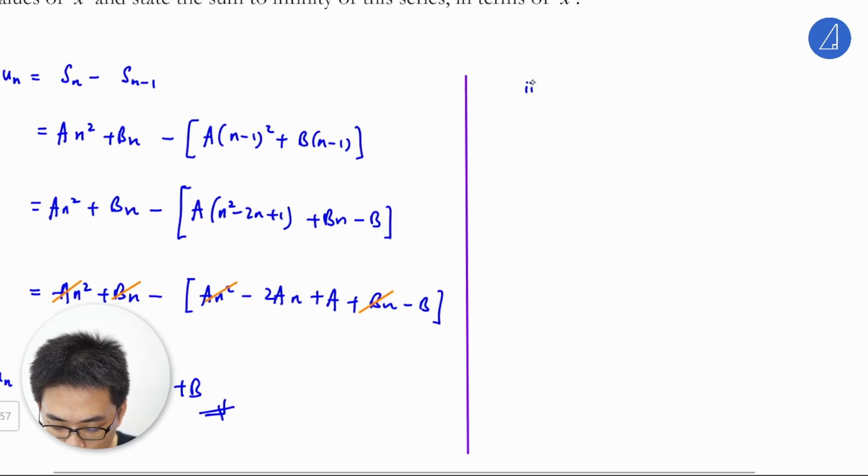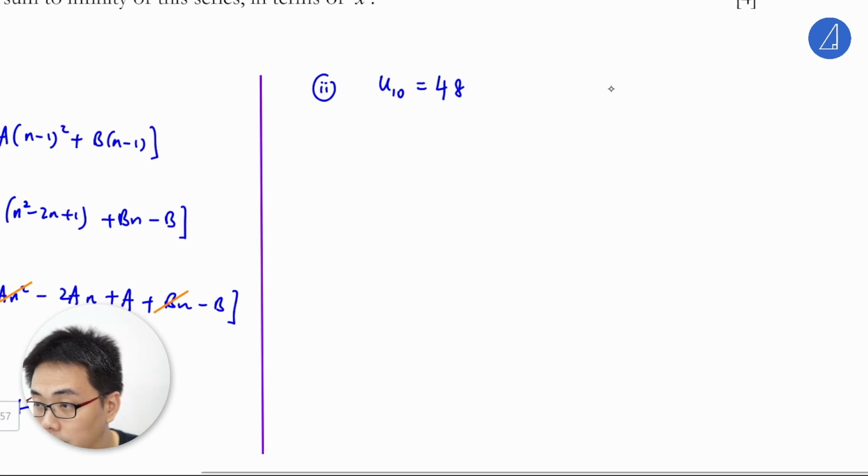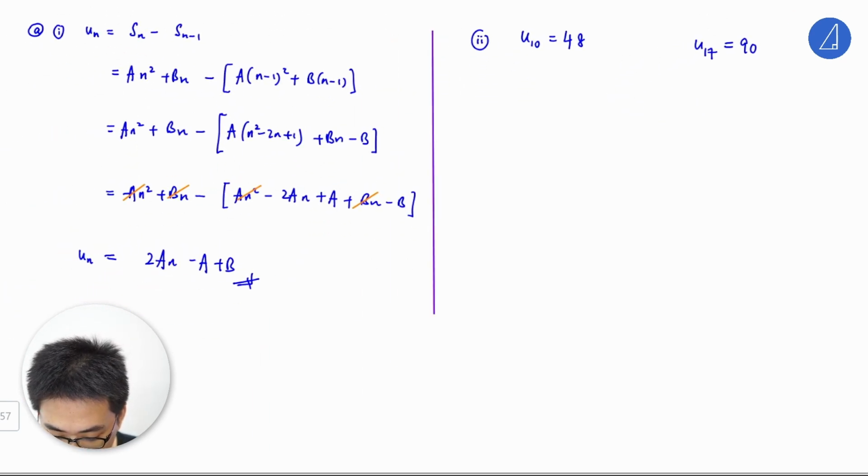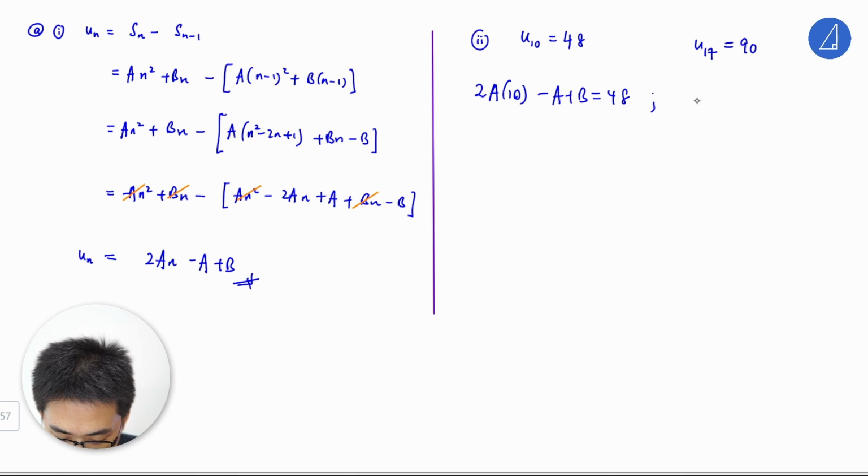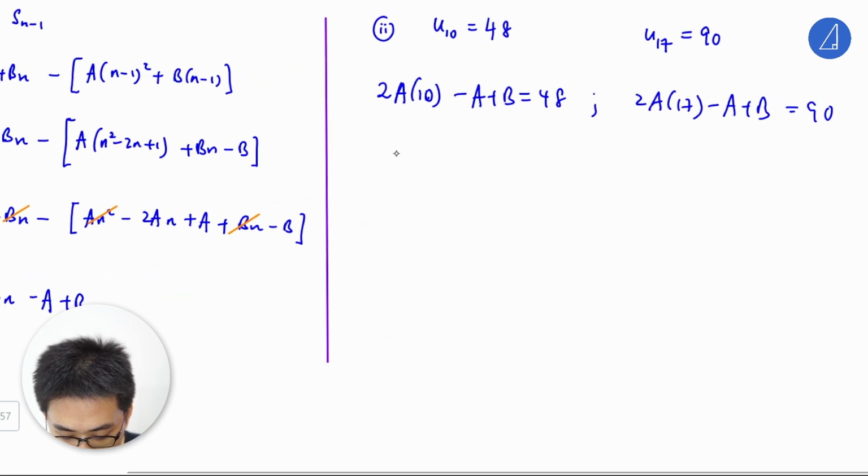So part 2. So u10 is 48, and then u17 is 90. Shouldn't be an issue. Just use what is given previously. So 2a times 10 minus a plus b equals to 48. Then 2a times 17 minus a plus b equals to 90. Okay, and this is 19a plus b equals to 48.